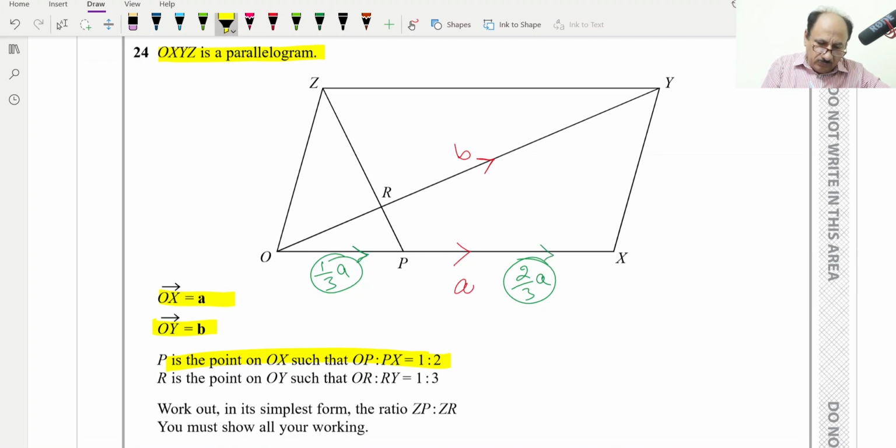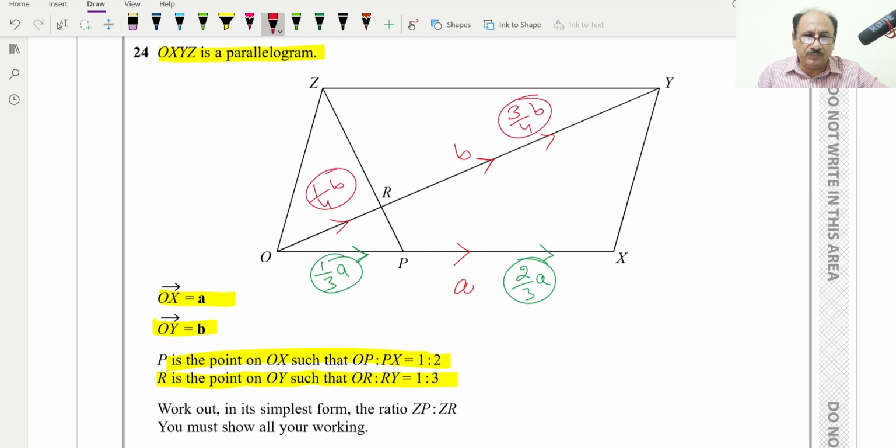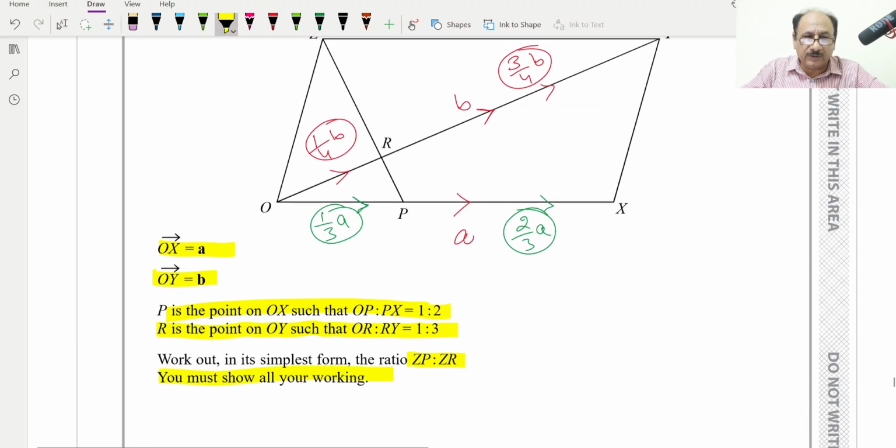Now we can move to the next line. R is the point on OY such that OR ratio RY is 1:3. So OR is this one and RY is this one, 1:3. So this is 1/4 and this is 3/4 of B, this one, and this one is also B. After writing this one, we can go ahead: work out in its simplest form the ratio ZP to ZR. You must show all your working.